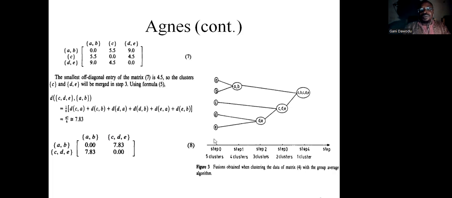In step 0, the objects are aloof of each other. In step 1, A and B form a cluster. In step 2, D and E form a cluster. Step 3, C, with a value of 4.5 upon 5, C joins the cluster D and E. And finally here, the two clusters join each other. That's step 4.